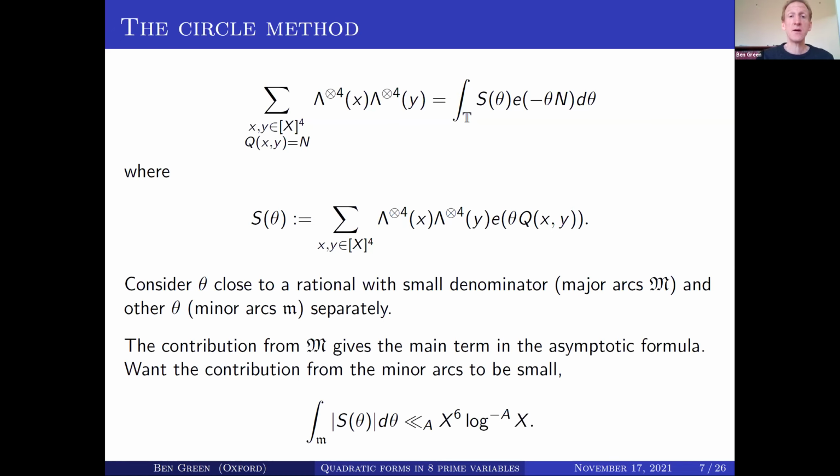And usually we could evaluate the major arcs fairly precisely, there are formulae for them. But with the minor arcs, we have to settle for just upper bounds. And we can't really hope to exploit any cancellation in signs between this s of theta and e to the minus 2 pi i theta n. And so the best that we're really going to be able to hope for is showing that the absolute value of s of theta, the exponential sum at minor arcs, is on average small. And that's going to be my general plan.